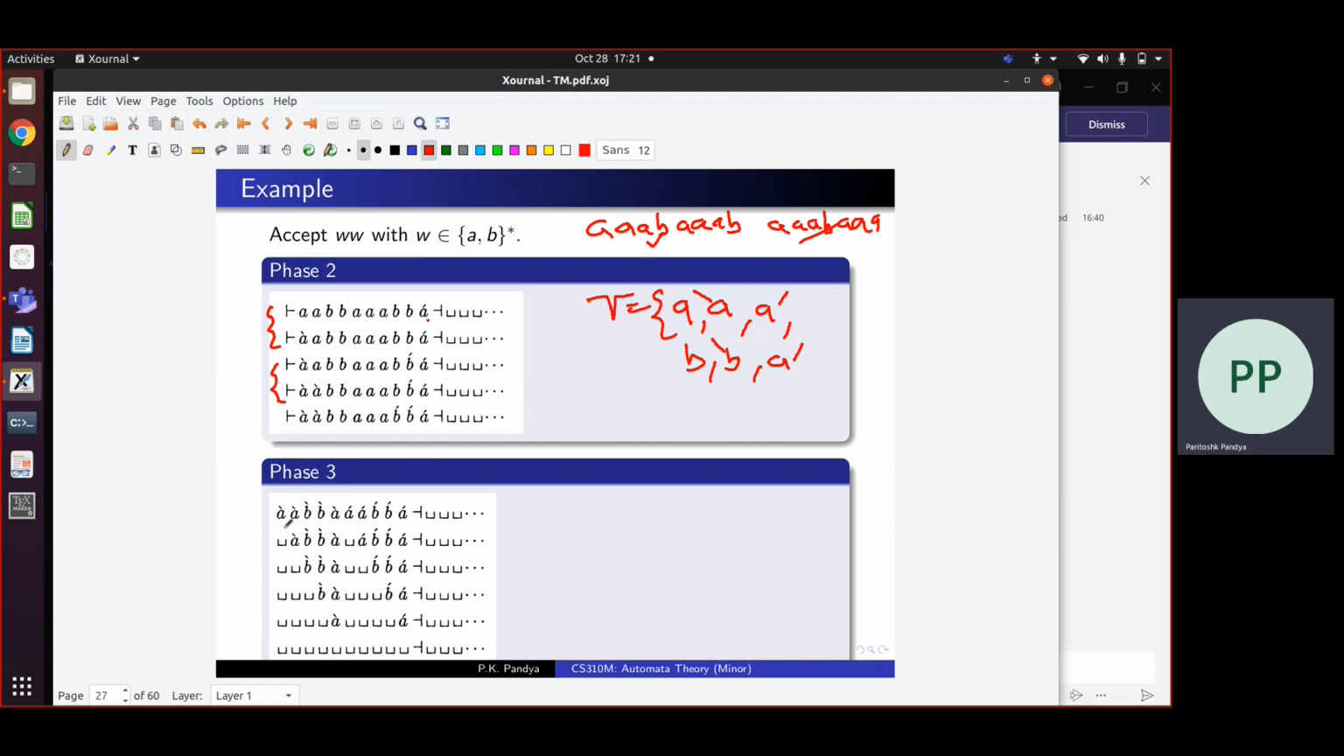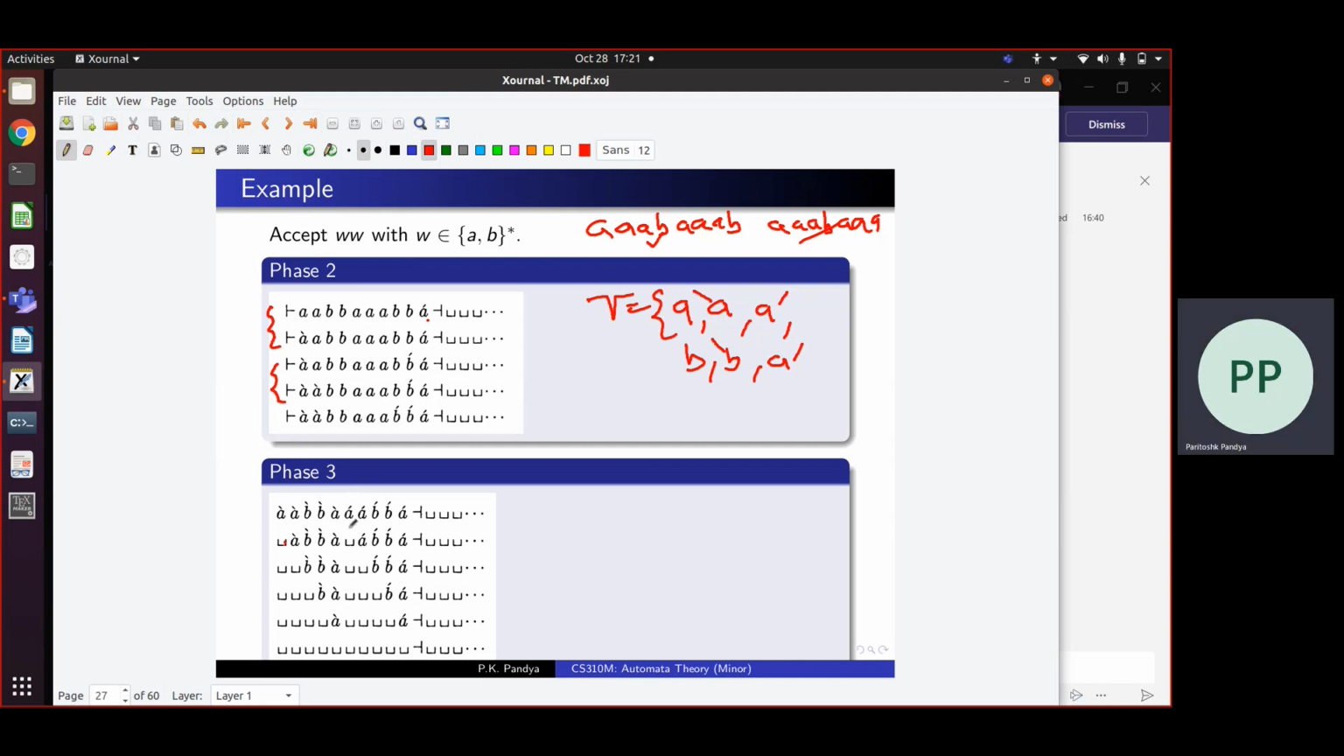Now in phase 3, we'll start at the beginning. The word looks like this initially, where the first half consists of left symbols and the second half consists of the right symbols. You will look at the first symbol. It's an A. You will remember that in your finite state memory: the current symbol is A. You will skip over all the left symbols till you find the first right symbol.